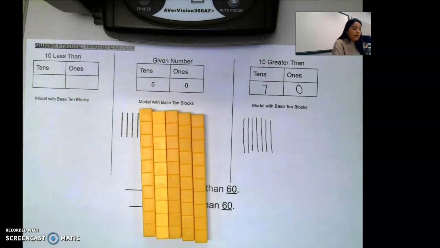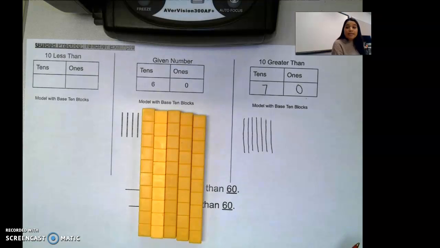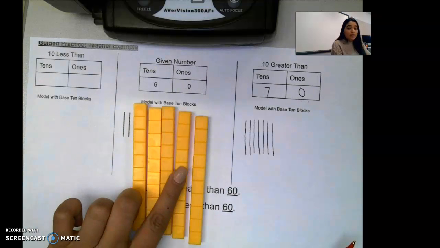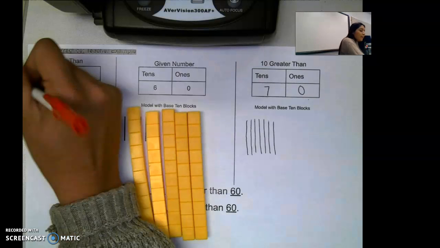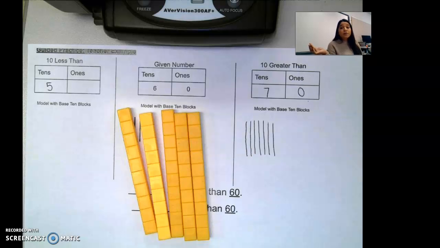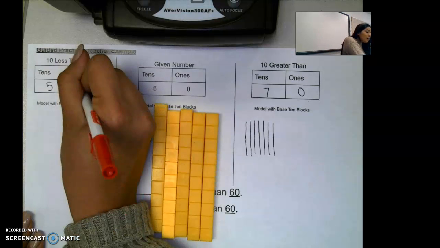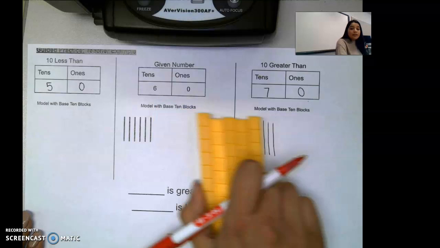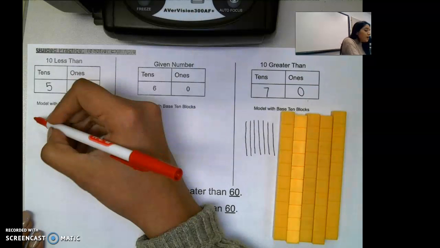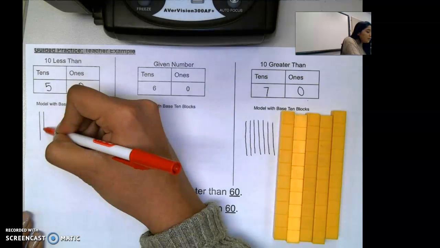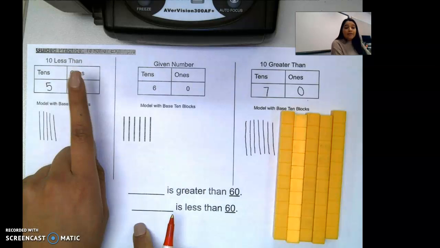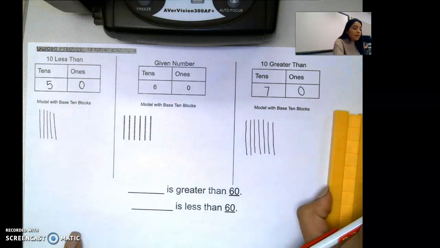So I'm going to take 10 away. Now how many 10s do I have? 1, 2, 3, 4, 5. I have 5 10s left. Do I have any ones? No. So I have 0 ones. So now I have the number 50. So I'm going to draw my 10s. 1, 2, 3, 4, 5, and I have 0 ones.